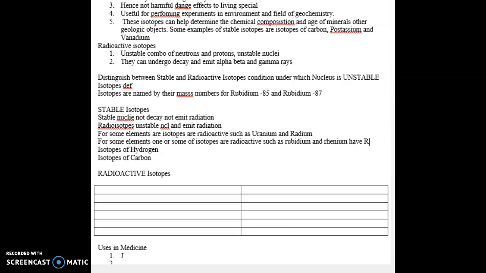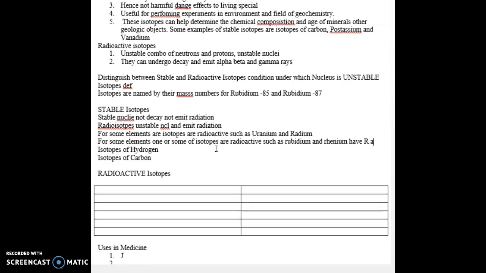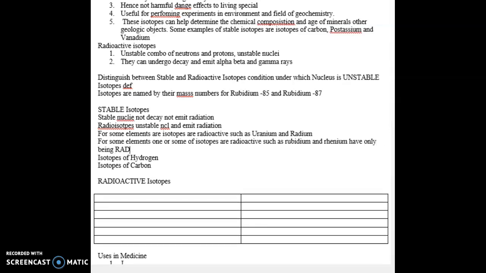have radioisotopes and also stable isotopes. They're going to have 2 isotopes, with only one being radioactive. So now this is the main thing about the whole topic.